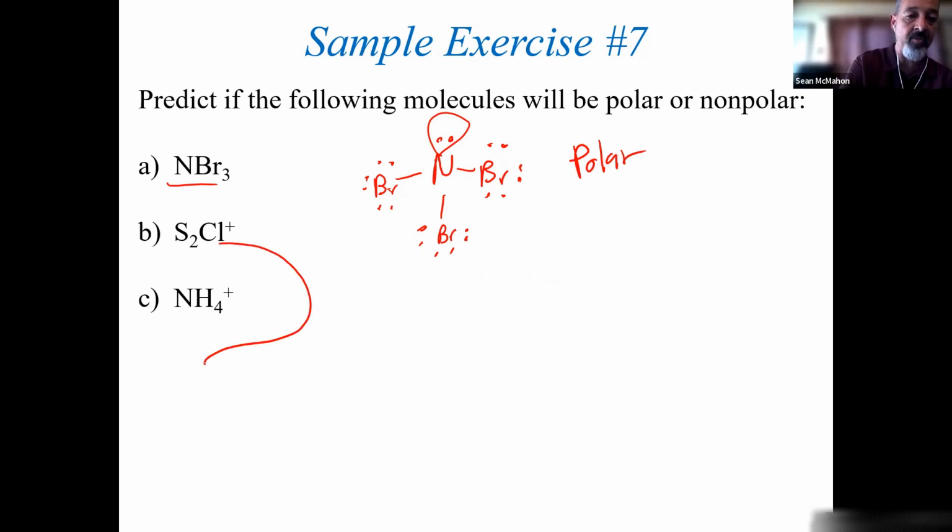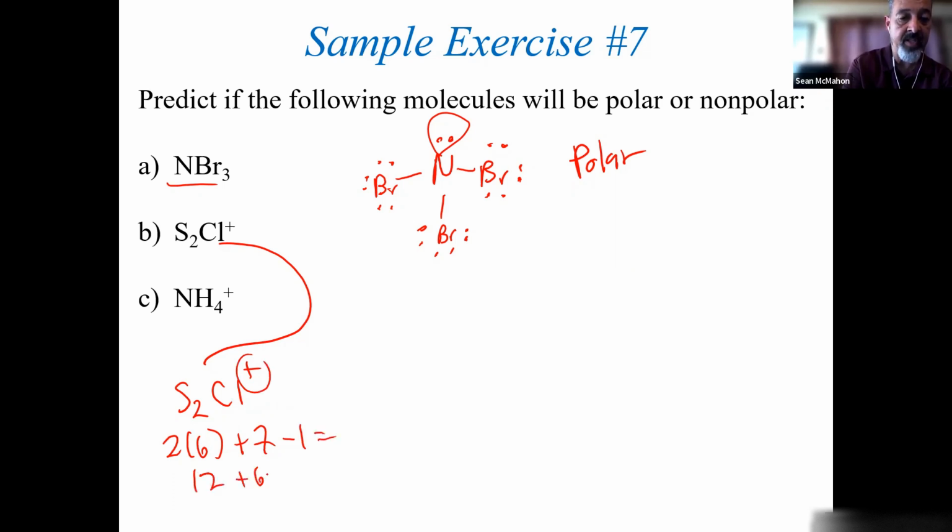Now this is new. We've got S2Cl+. The sulfur is actually in the middle, right? Because the sulfur is more metallic. Then we're going to add 2 times 6 valence electrons for each sulfur. Chlorine has 7, but we're going to subtract 1 because there's a plus charge, which means I removed an electron. So I have 12 plus 6, I have 18 electrons.